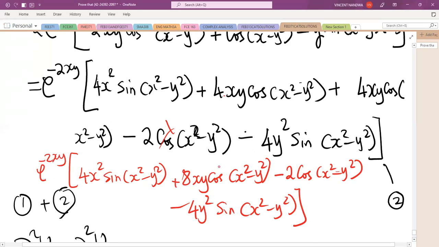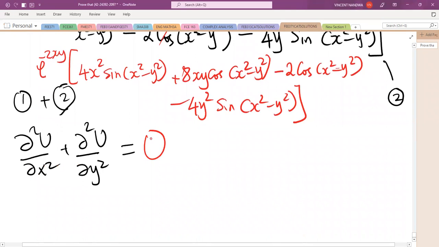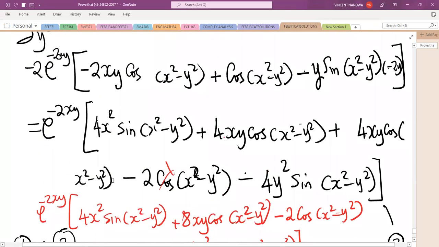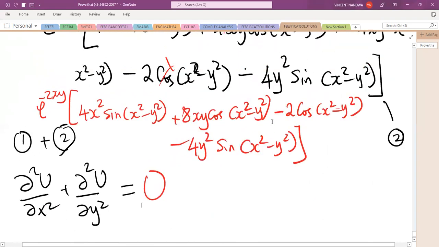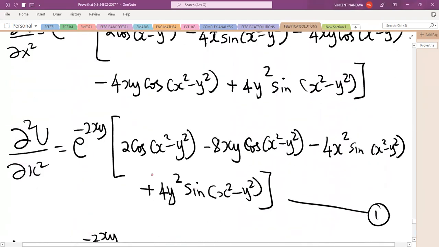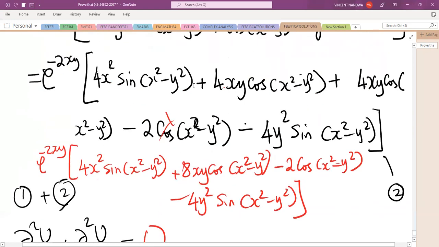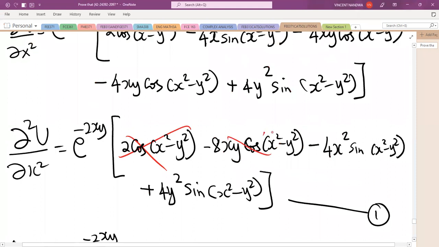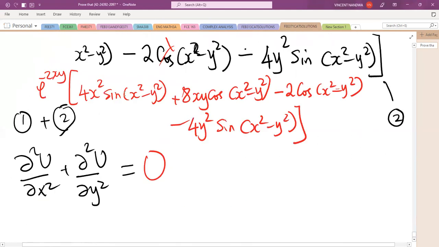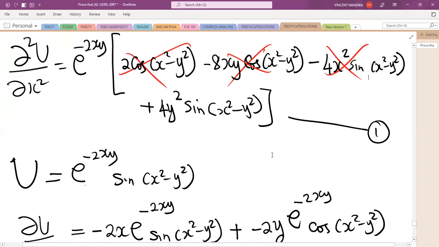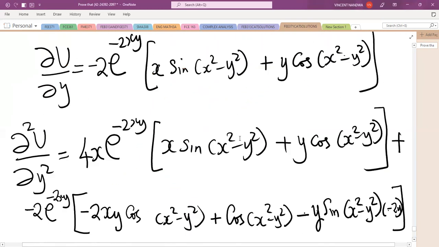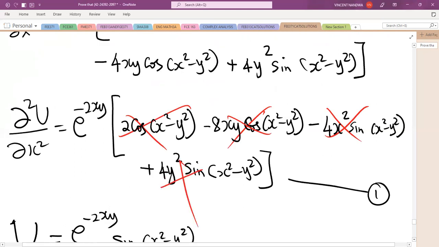When you add this equation and the equation one, you should actually get 0, because similar terms in these two equations have opposite signs. For instance, you see here, this one has positive sign, two cos, and then here, this one has a negative sign. So we have done with terms of this kind, minus 8xy, but here we have positive 8xy. So adding those two eliminates those terms. Here we have minus 4x squared, while here we have plus 4x squared. So adding those two, you have eliminated this term. And then plus 4y squared, while here we have negative 4y squared. So also the sum of those terms will give you 0.